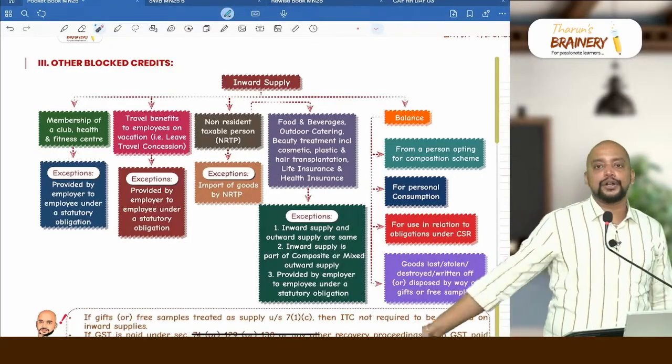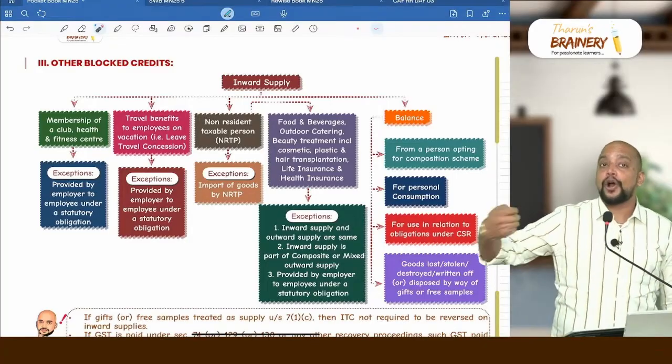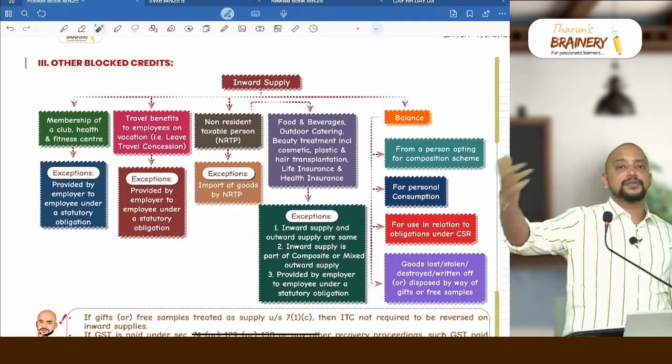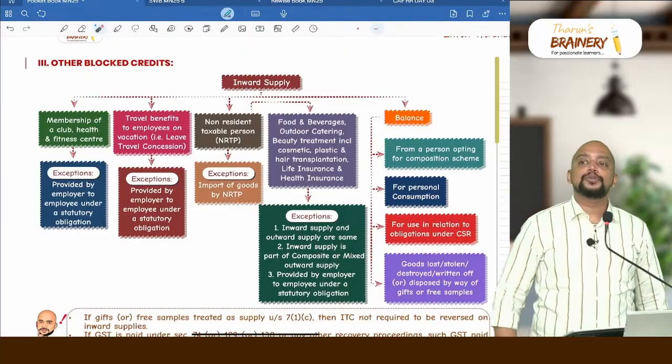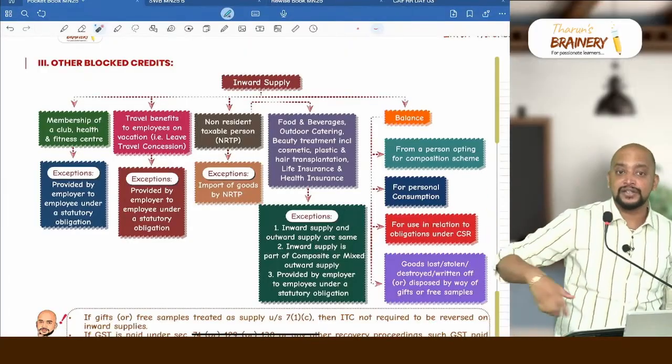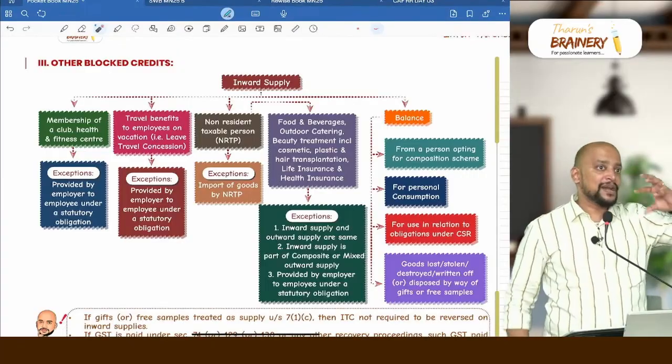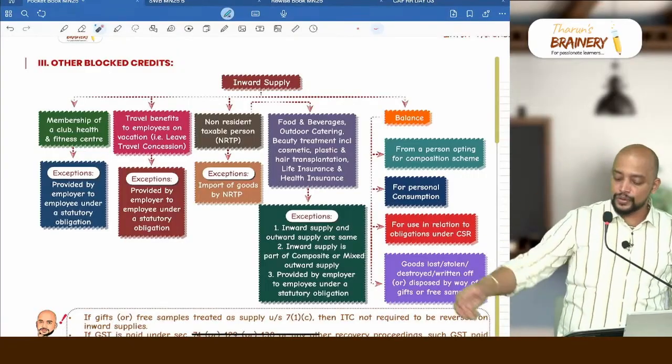Exception number two, if inward supply is part or component of the composite or mixed outward supply. I am into the business of transportation of passengers, and I want to provide food and beverages to my passengers, and I purchase food and beverages. Definitely I can take ITC because my inward supply is part or component of the outward supply.